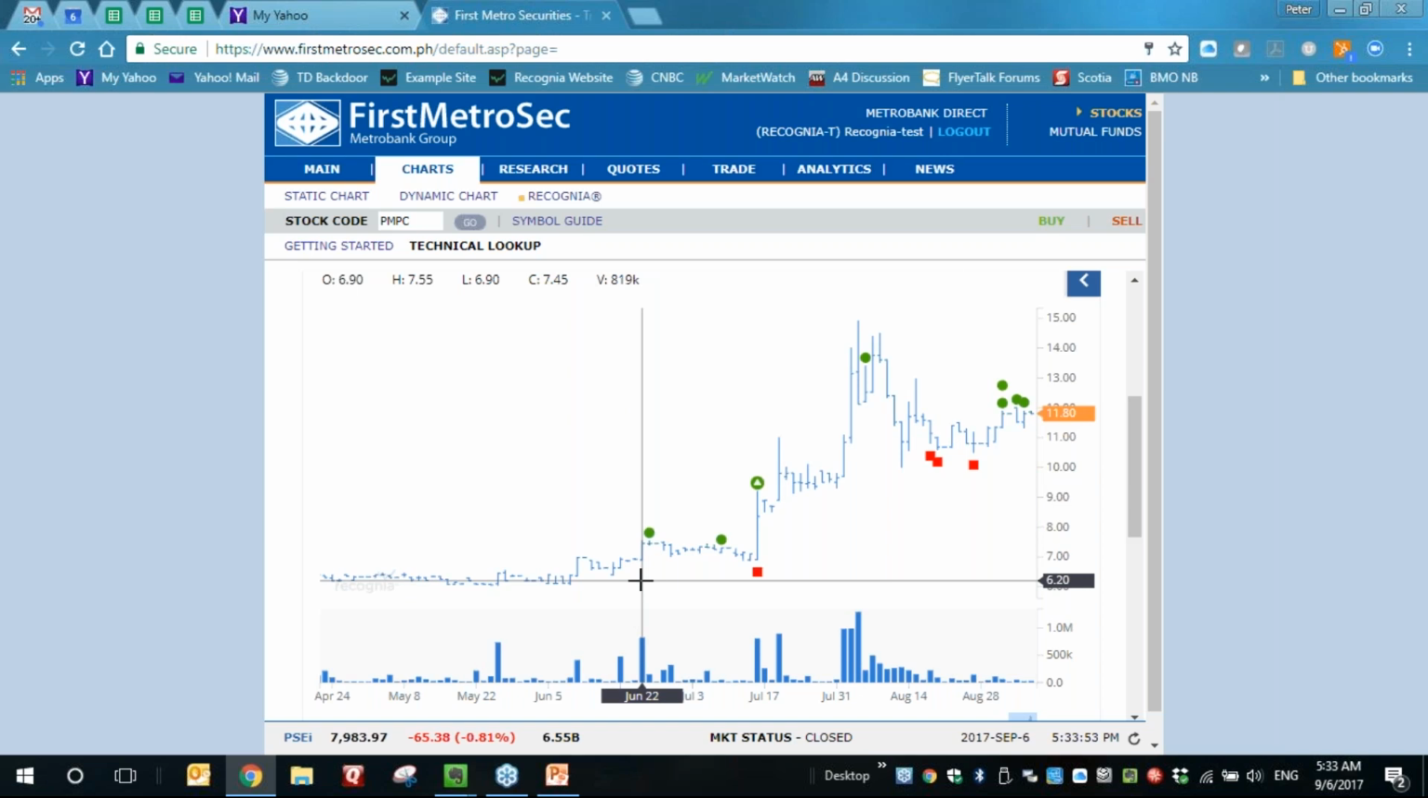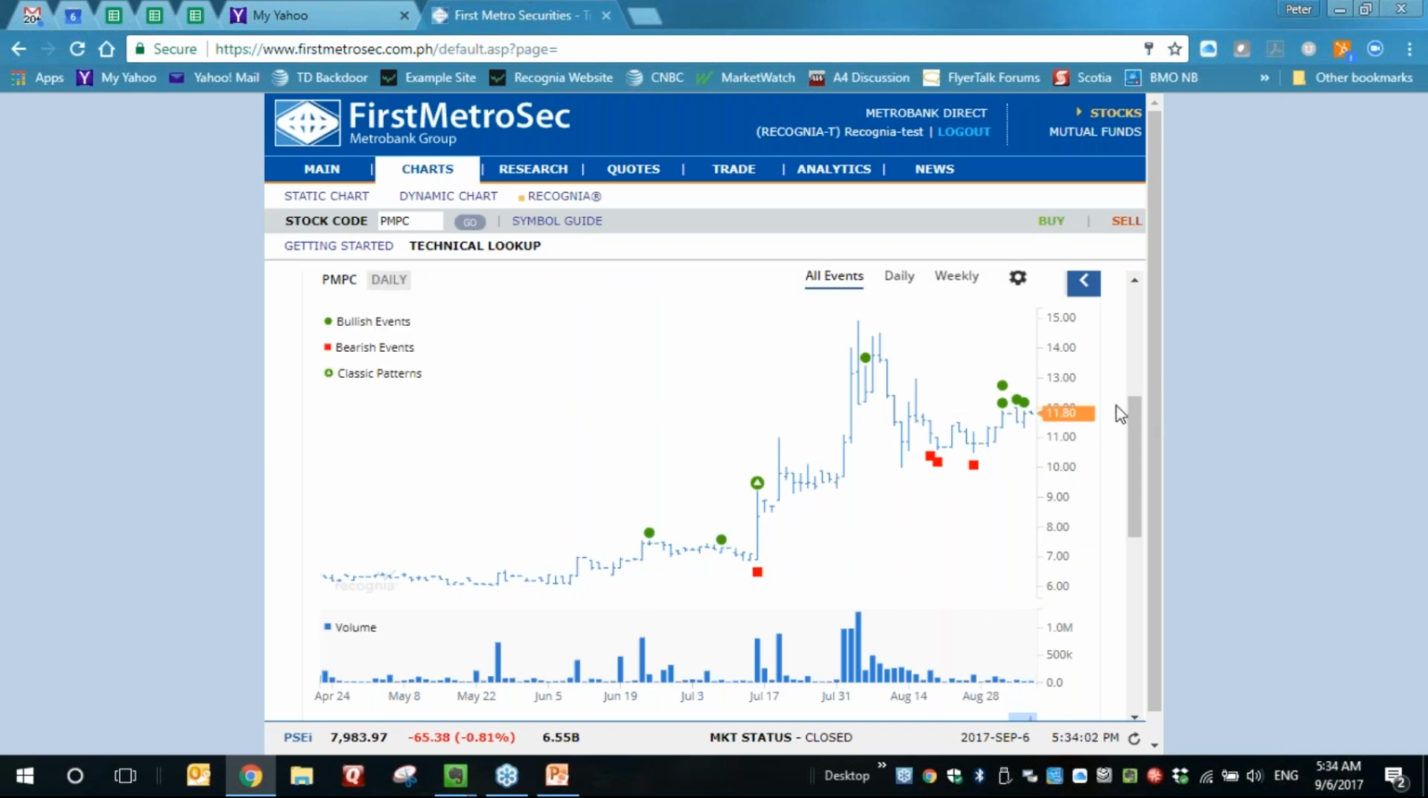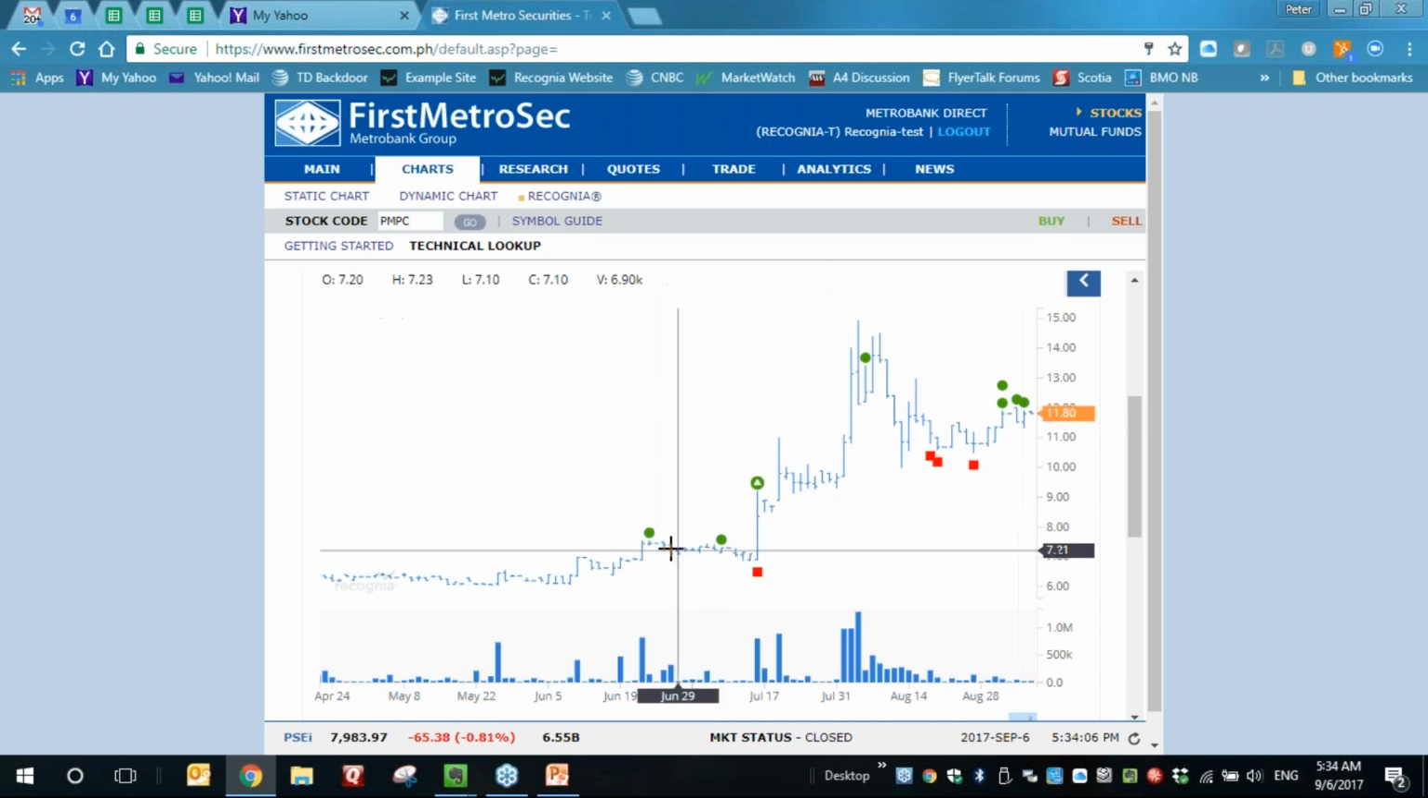So you can see we've actually moved up very sharply since even the start of the summer. Moved up from less than 7 to over 11 at this point. So this has actually moved very, very well. And look at how many different bullish technical events have gone along with that uptrend.